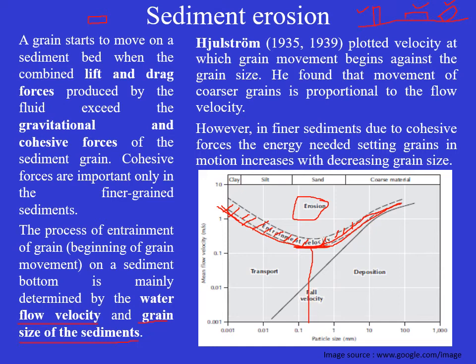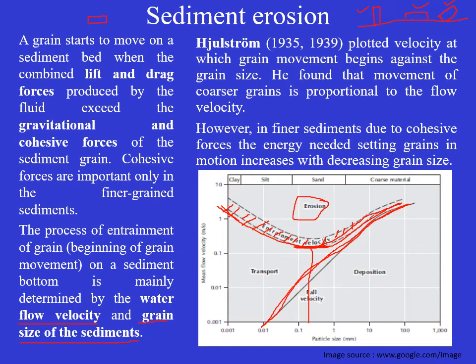Now in the extreme bottom portion, you will find another inclined line, which indicates the fall velocity. This line basically indicates that when the energy condition or flow velocity reduces below this line, the grains are not able to move, they are not able to be transported from one place to another, and they will settle down, they will be deposited. So this is known as the fall velocity, and this will occur with decreasing energy, with decreasing mean flow velocity.